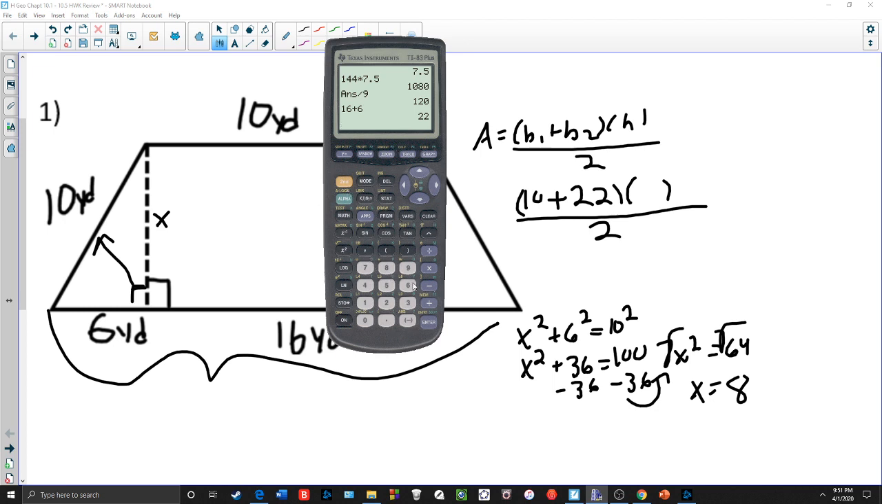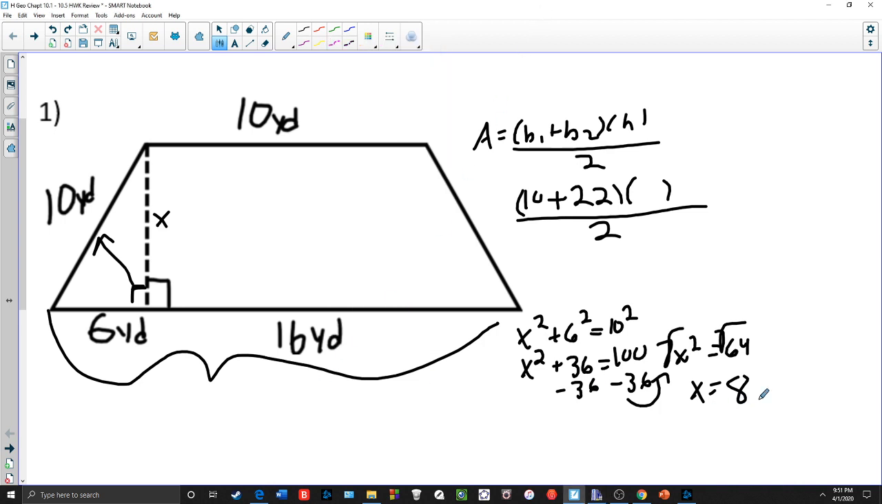I'm not checking my work here so I don't get any students yelling at me that I did it wrong. What you're seeing now is not happening. 8, okay, yeah. So we get x is equal to 8.